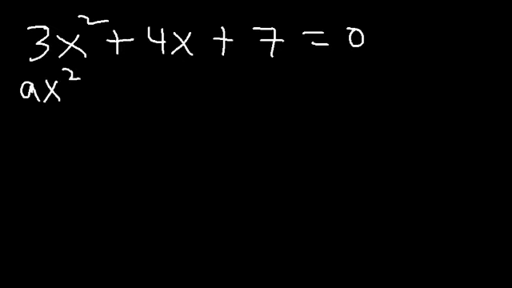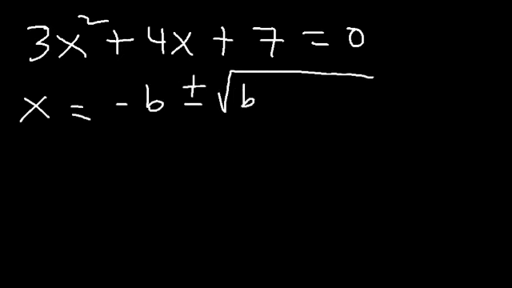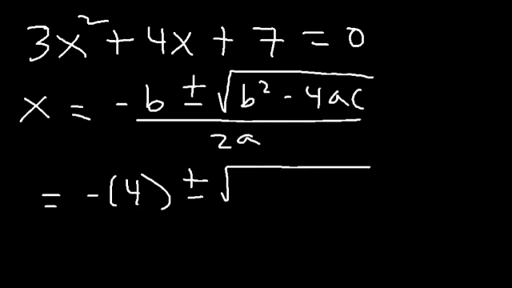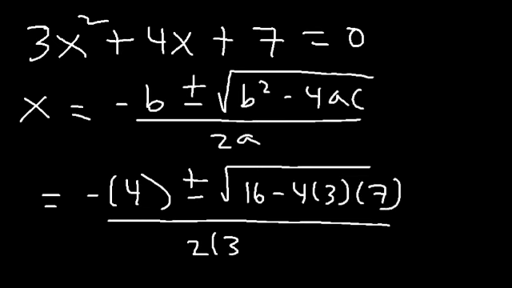This equation is in standard form ax squared plus bx plus c. So a is 3, b is 4, c is 7. So let's use the quadratic formula. X is equal to negative b plus or minus square root b squared minus 4ac divided by 2a. So b is 4, which means that b squared, 4 squared is 16, a is 3, c is 7, divided by 2 times a, or 2 times 3.